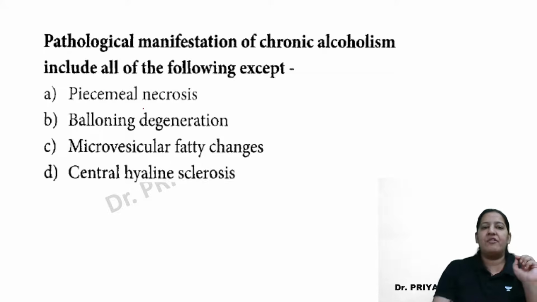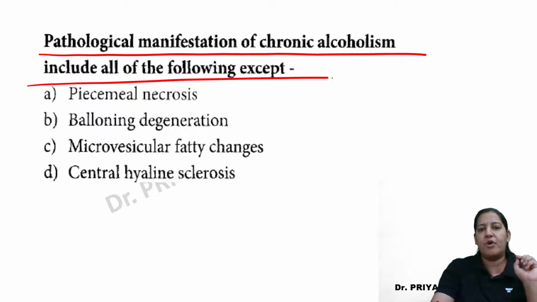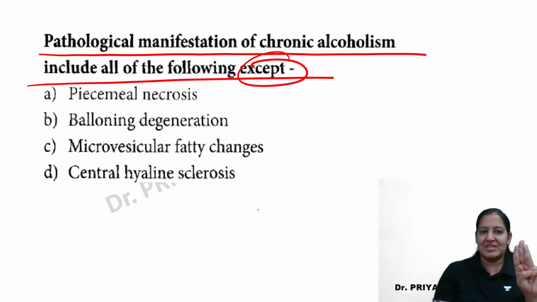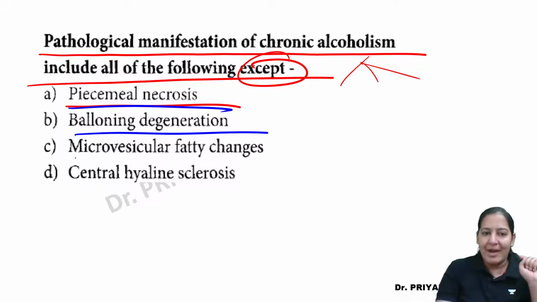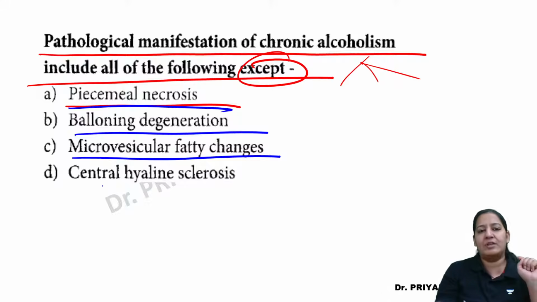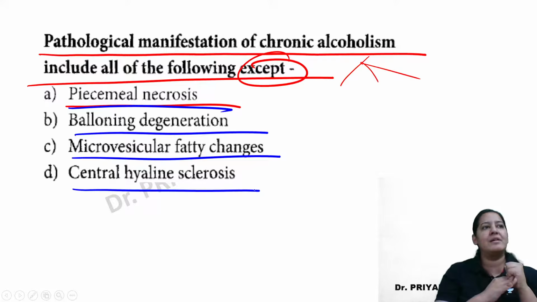The next question is in front of you. Pathological manifestations of chronic alcoholism include all of the following except. So which is not a feature of alcoholism? I'm including all 3 stages. I'm not asking the question about some particular stage. So piecemeal necrosis होता है कि नहीं होता है? You tell me. Balloon degeneration होता है कि नहीं होता है? Microvesicular fatty change होता है कि नहीं होता है? और central hyaline sclerosis होता है कि नहीं होता है? You tell me, what is the correct answer here?